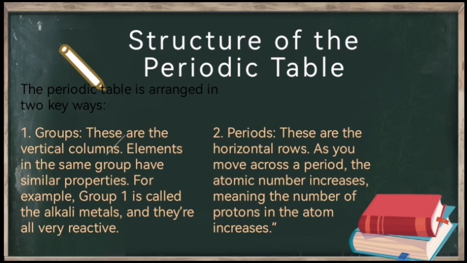Structure of the periodic table. The periodic table is arranged in two key ways. Number 1: groups. These are the vertical columns. Elements in the same group have similar properties. For example, Group 1 is called the alkali metals, and they're all very reactive. Number 2: periods. These are the horizontal rows. As you move across a period, the atomic number increases, meaning the number of protons in the atom increases.